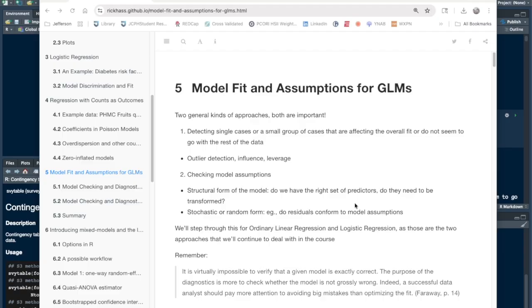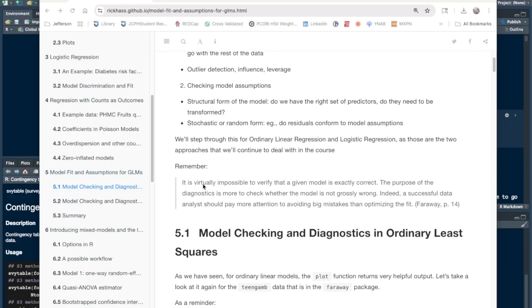And in general, it's really important to remember this piece of advice, which is a specific version of the "all models are wrong, but some can be useful," which is also kind of a misquotation from George Box, but that's the gist of it. And so Faraway says it's virtually impossible to verify that a given model is exactly correct. The purpose of diagnostics is more to check whether the model is not really grossly wrong. Indeed, a successful data analyst should pay more attention to avoiding big mistakes than optimizing fit.